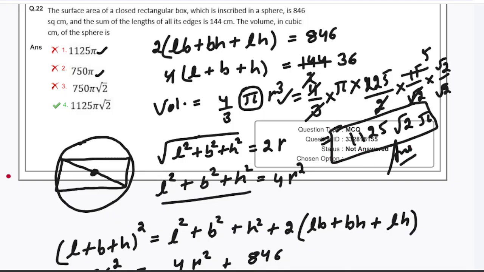This was from mensuration. So the questions from the CAT 2024 slot 1 have been completed. Hope you have understood every question. In case of any doubts, you may comment, you may ask us. We will explain that to you again.